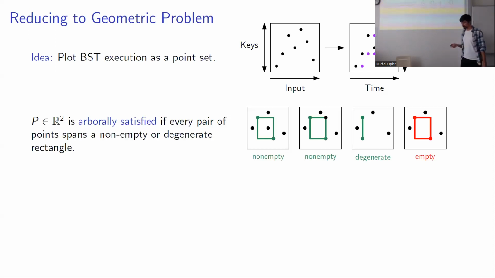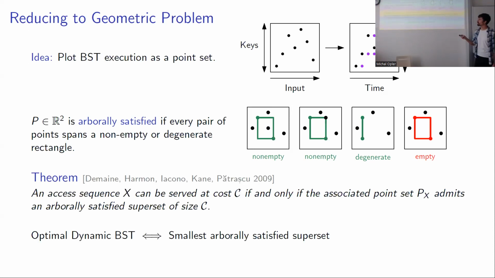And it turns out that these point sets have a very nice characterization, which is that they are what we call arborally satisfied, which means that every pair of points spans either a non-empty or degenerate rectangle. So if you look at any two points in such a point set, they will either have some point inside or on the boundary of their rectangle, or they will be degenerate, meaning that they will share one of the coordinates. But you'll never encounter two points with a completely empty rectangle. And this is actually a characterization.